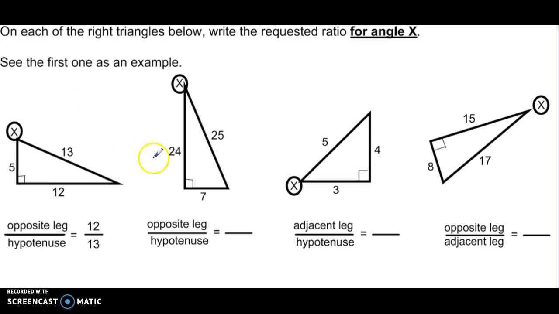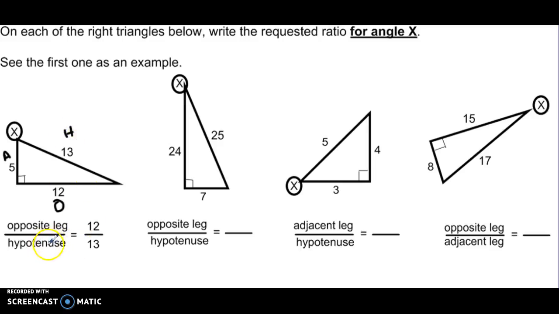Okay, so on each of the triangles below, you're going to have to write the ratio based on the opposite, hypotenuse, and adjacent legs for that angle X. So if you look at the example, this first one here, if this is my angle X, my opposite side is that 12, and my adjacent side is 5, my hypotenuse is 13.